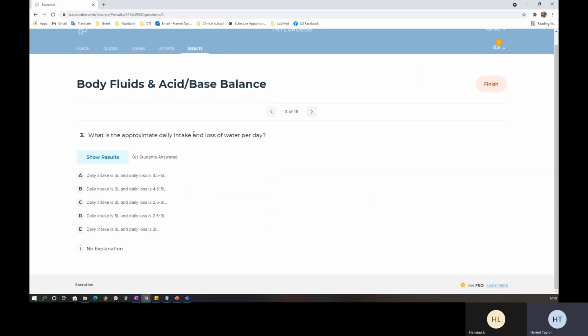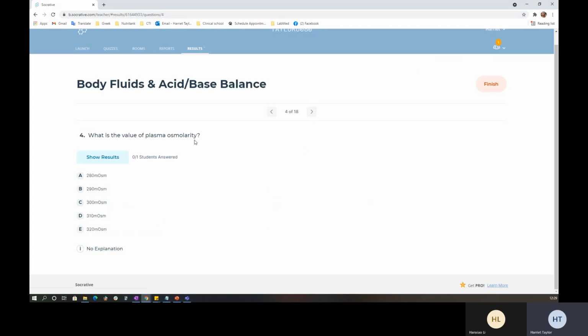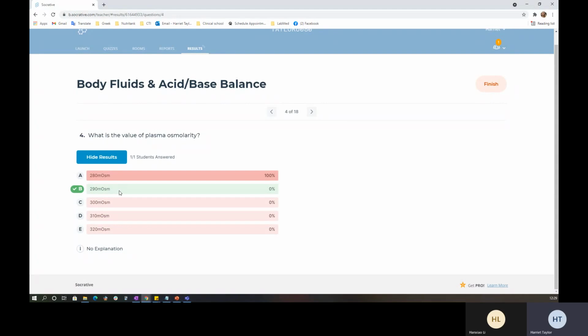What is the approximate daily intake and loss of water per day? So the answer for this one, you can pause the video if you like, is 3 litres, intake and daily loss 2.5 to 3. So what is the value of plasma osmolality? You can remember this. So the answer is 290 milliosmoles. So there we go.